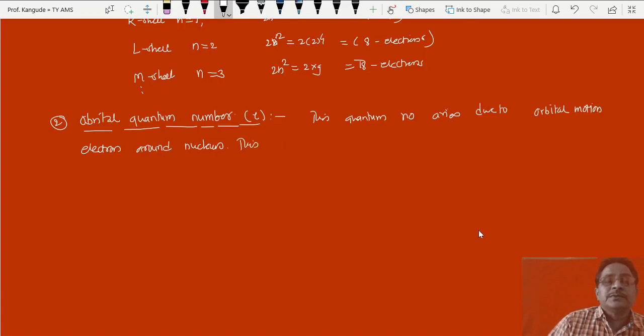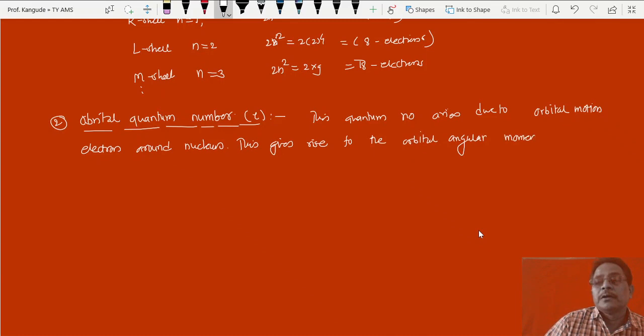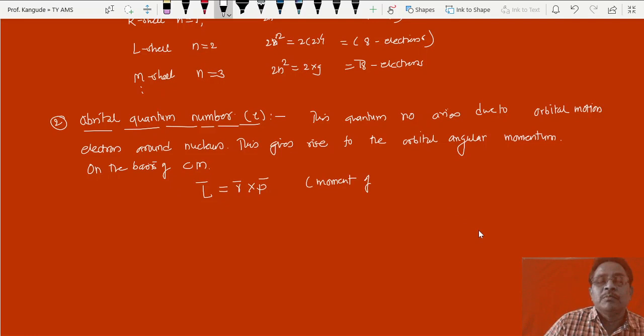This gives rise to the orbital angular momentum. Some books call it orbital angular moment, some call it orbital angular momentum, it is the same. On the basis of classical mechanics, this orbital angular momentum capital L is given by r bar cross p bar, the moment of momentum.